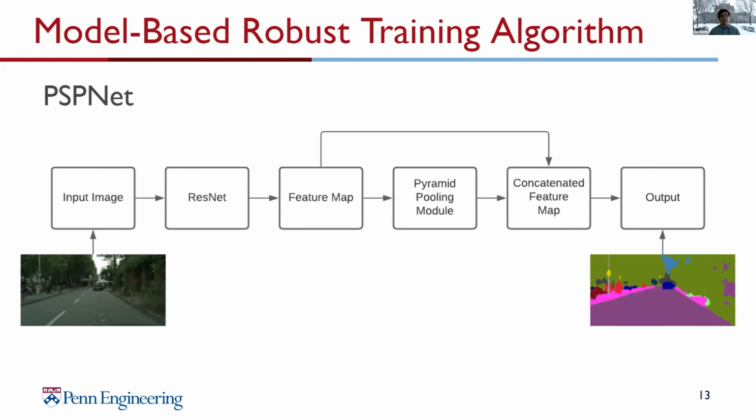So first of all, the PSP network is actually an industrial level segmentation network using ResNet as a backbone and uses a pyramid pooling module to capture both local and global structure of the image. So actually in normal cases, this network has relatively good performance.